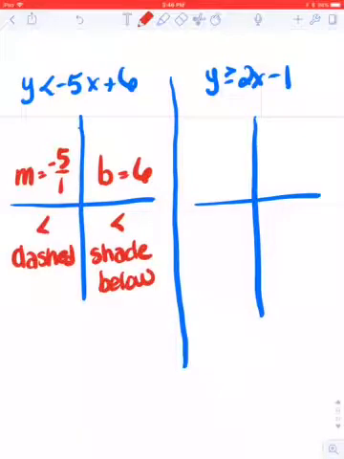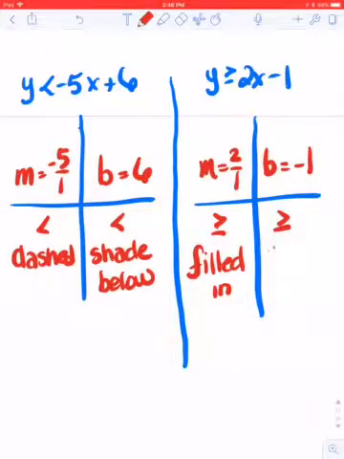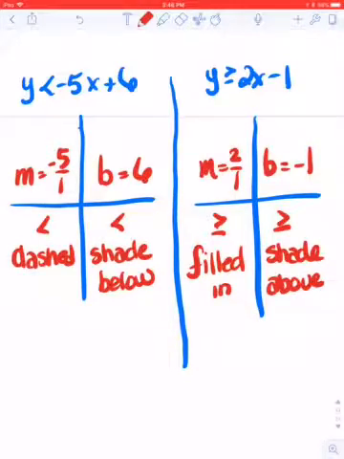Okay, now if I look at the other one, my m value is 2/1, my b value is -1. This line is going to be filled in, and I'm going to have to shade above. Okay, so once you get that information, we can go through and actually graph.